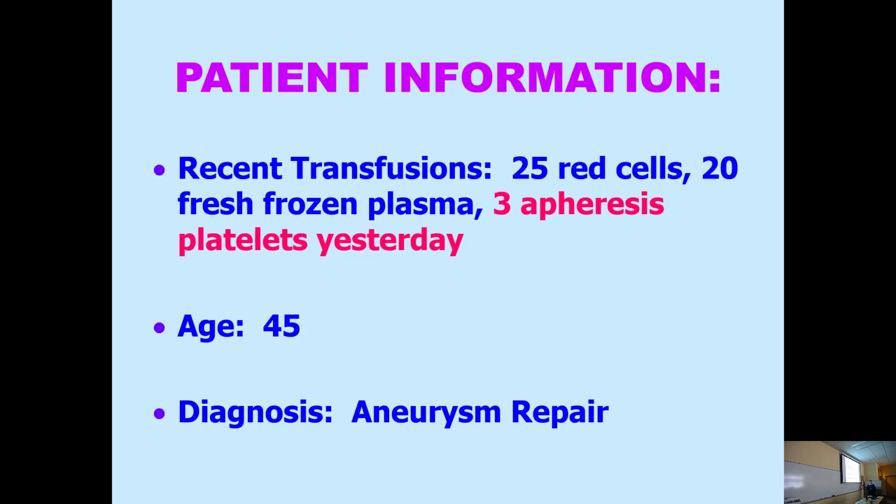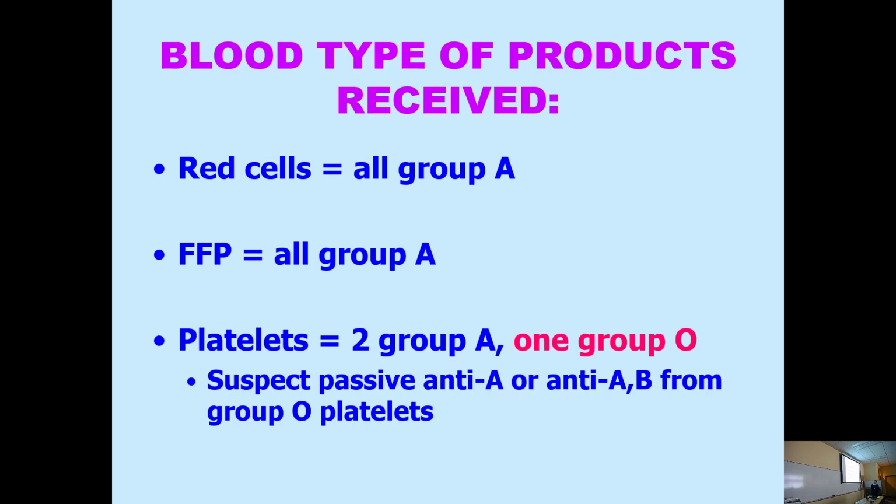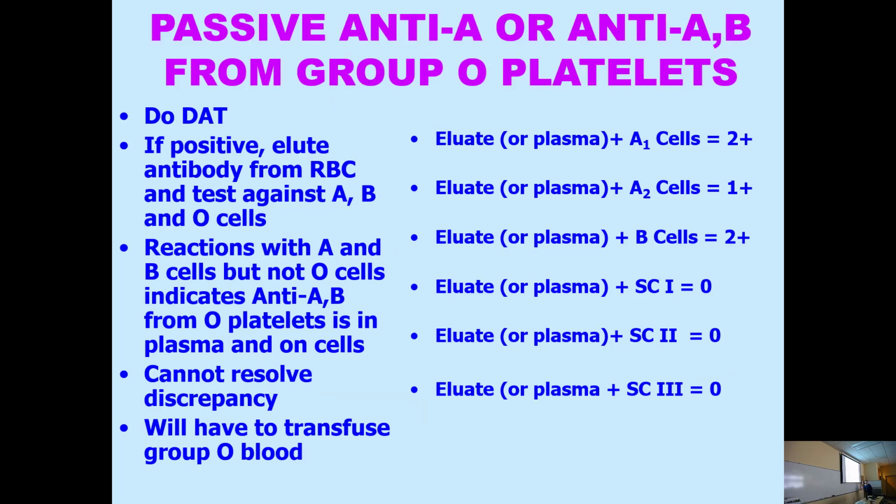Okay, that happens. They've gotten better with it, but we can still go through a lot of blood. This is highlighted, apheresis platelets. That's our big ding, ding, ding, right? So what type did they get? Red cells, all group A. Fresh frozen plasma, all group A. Platelets, 2 group A, 1 group O. So in this case, we're suspecting a passive anti-A or anti-AB from our group O platelets. Remember, you get that bolus with that little bit of plasma in it?